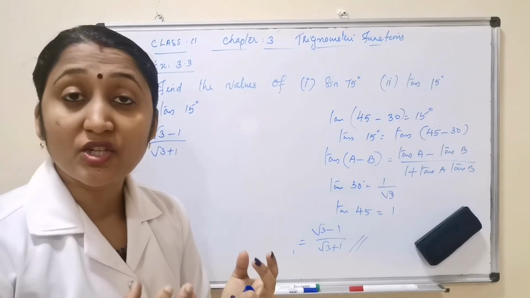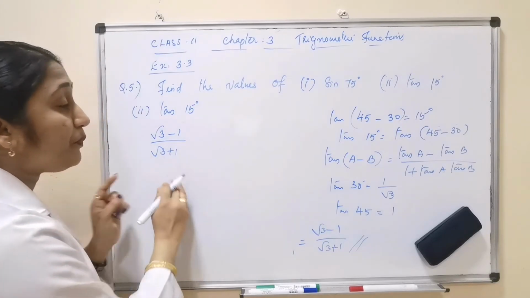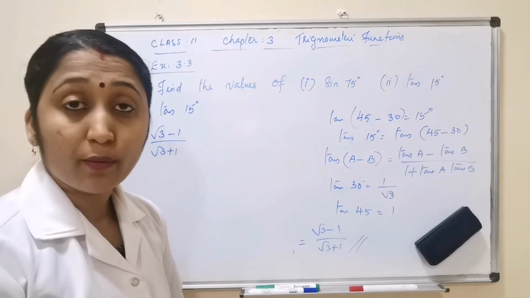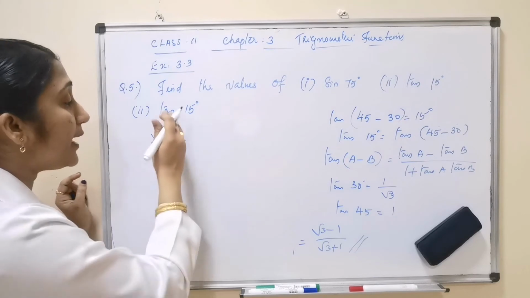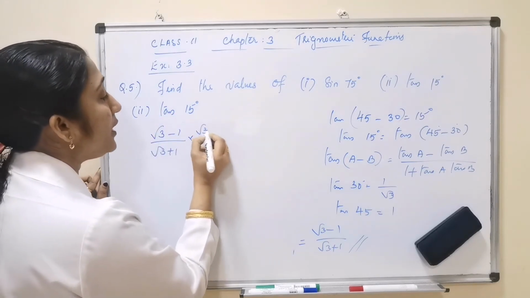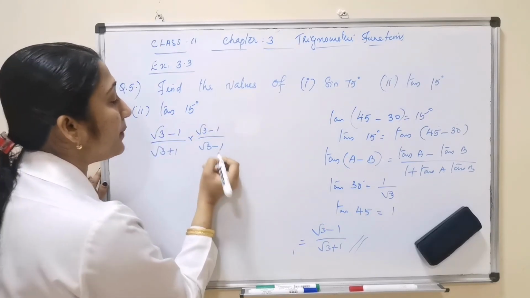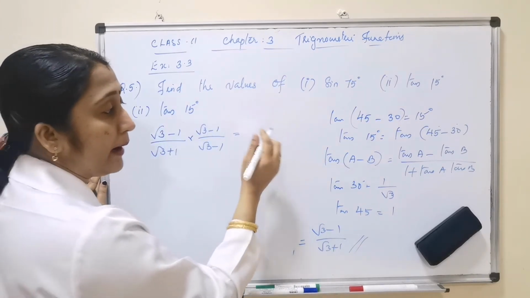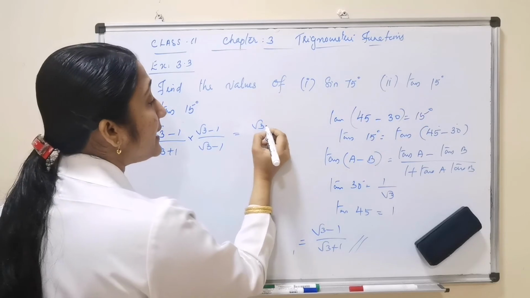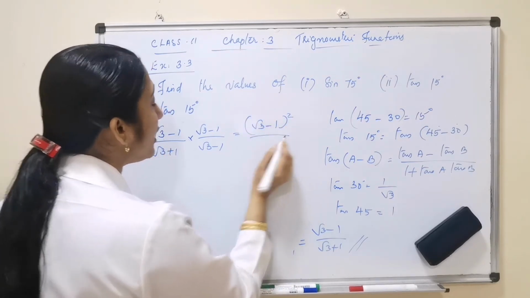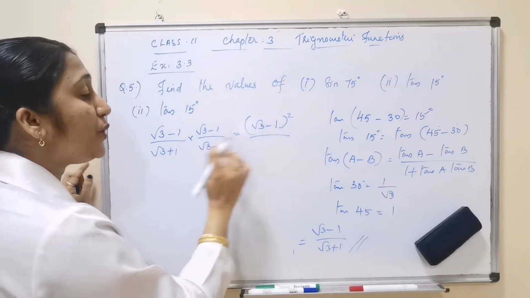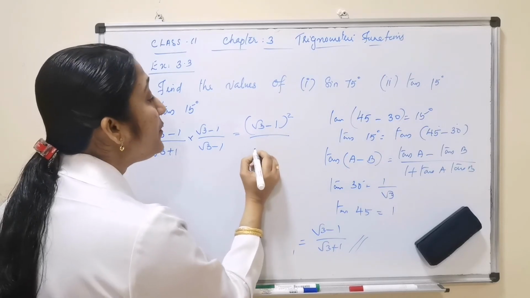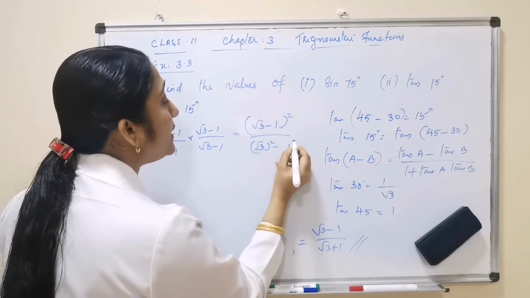How can we rationalize? Take the conjugate of the denominator and multiply. Then here, (root 3 minus 1) divided by (root 3 minus 1). The numerator is (a minus b) into (a minus b), that is (a minus b) the whole square, divided by the denominator, which is (a plus b) into (a minus b). That means a square minus b square.